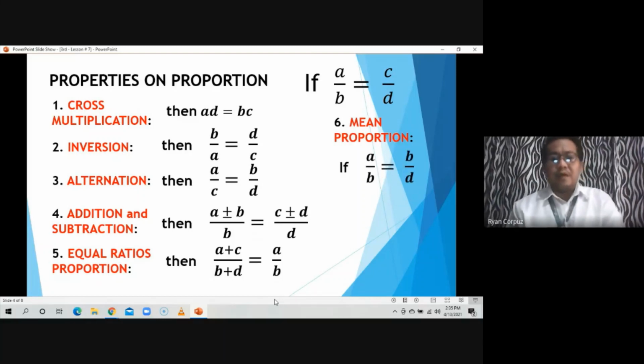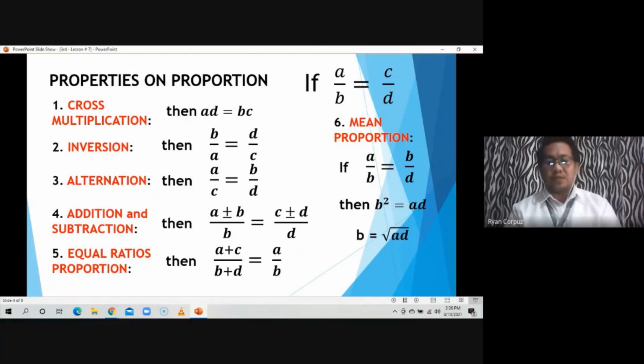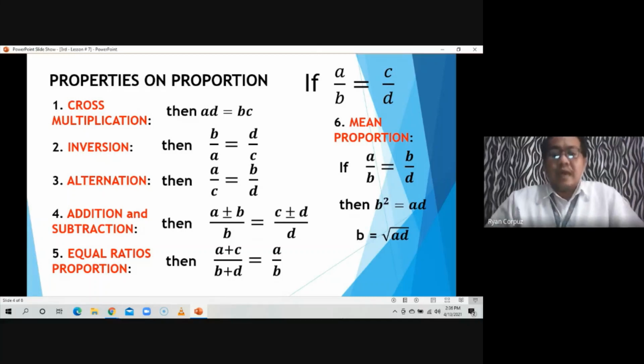So sabi, if A over B is equal to B over D, so nagbago lang tayo, if A over B is equal to B over D, then magkakaroon tayo with the application of cross multiplication kanina, come up with B times B, which is B squared, is equal to A times D, which is AD. So since we want to find out for the measure of B here, all you have to do is to find the square root of both sides. Pag ginawa natin yon, magiging B na lang, which is equal to the square root of AD.